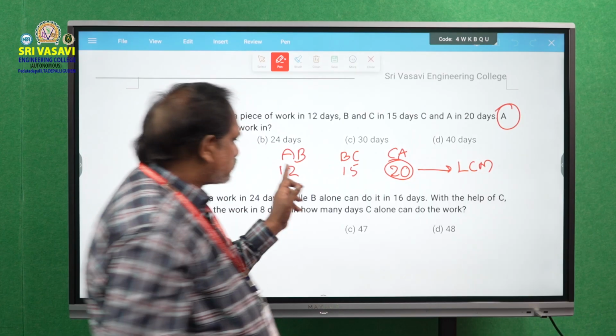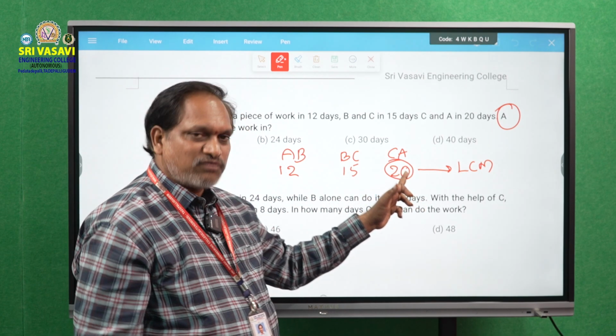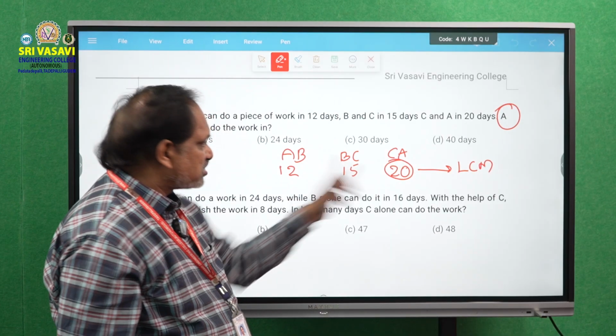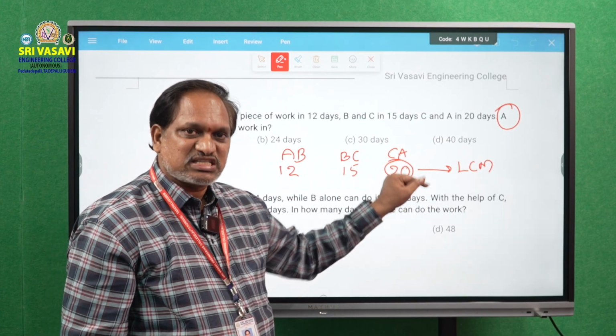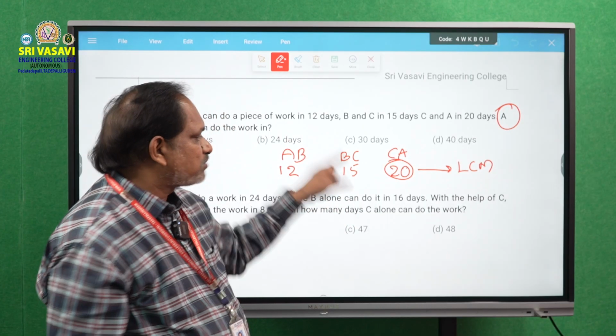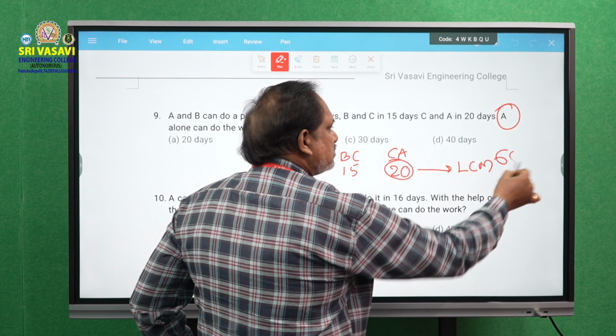20. So is 12 divisible in 20? No. So double the 20 is 40. Is 12 divisible? Not divisible. So triple the 20 means 60. In 60, 12 is divisible, 15 is also divisible. Therefore, the LCM of the numbers is equal to 60.